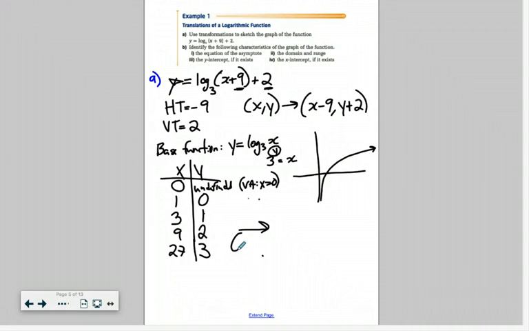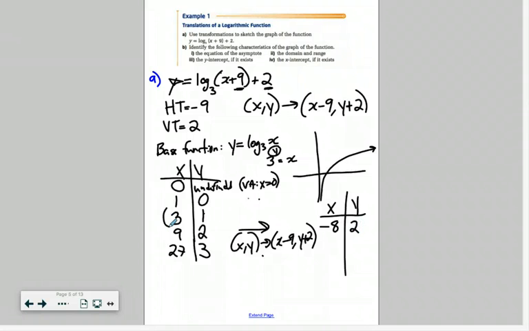Okay? So we'll apply that mapping rule. For every x, y coordinate point, we'll go x minus 9 and then y plus 2. So our new function would be at negative 8. We won't look at that 0 undefined point just yet. But we'd have negative 8 and 2.